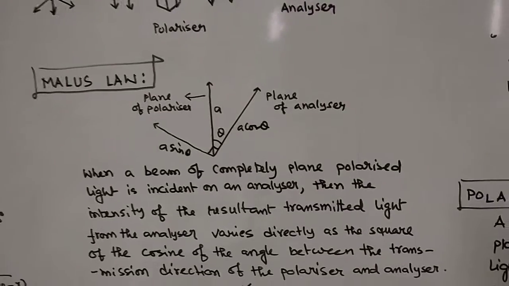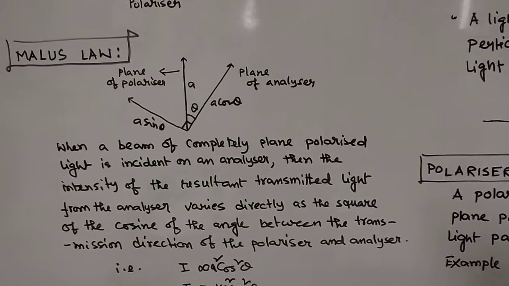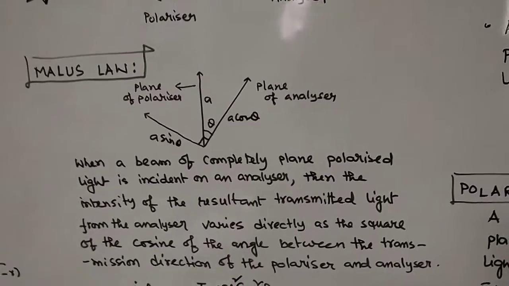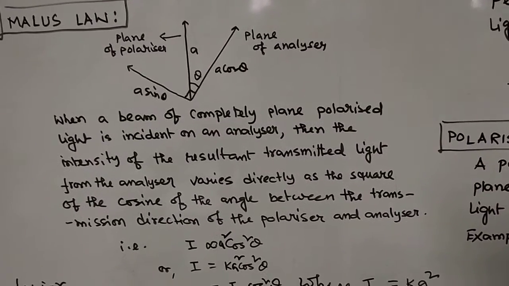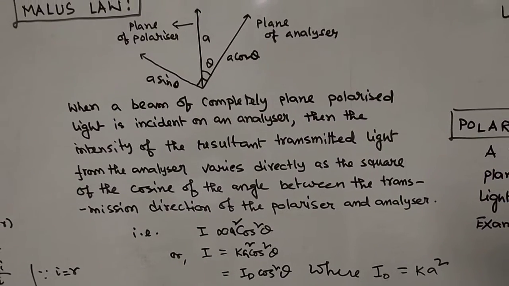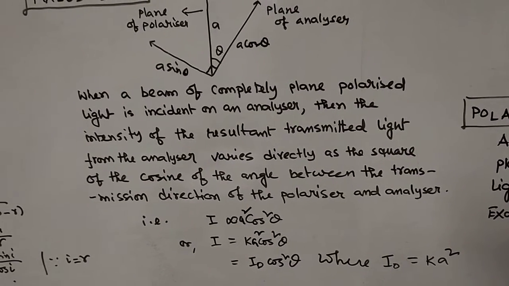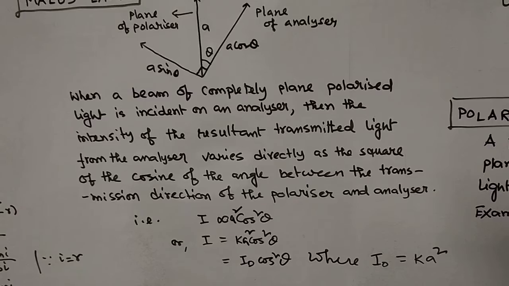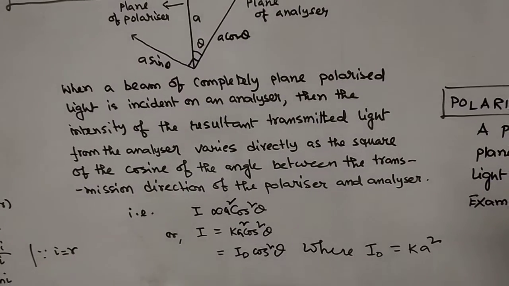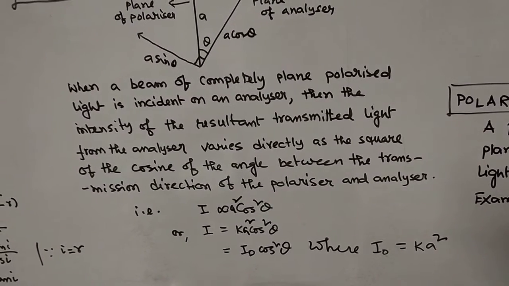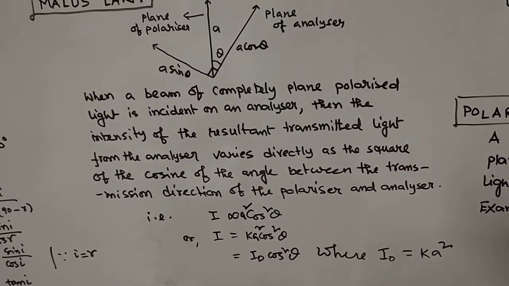We have to consider the amplitude part of the light, that is a cos theta, and we know intensity is proportional to the square of the amplitude. So I is proportional to a square cos square theta, or I equals k a square cos square theta. K is a constant, so k a square we are considering I naught, so you will get I equals I naught cos square theta. This is your law of Malus.